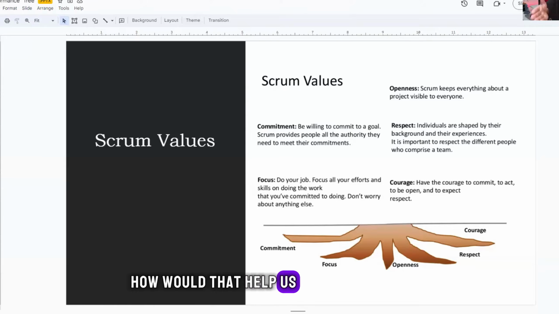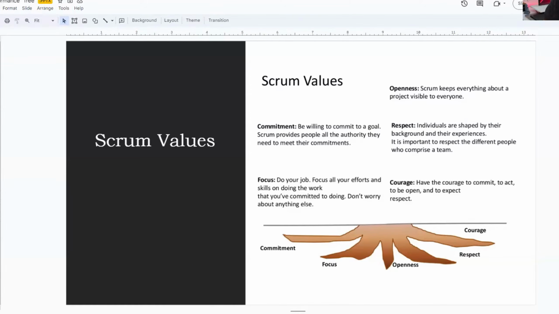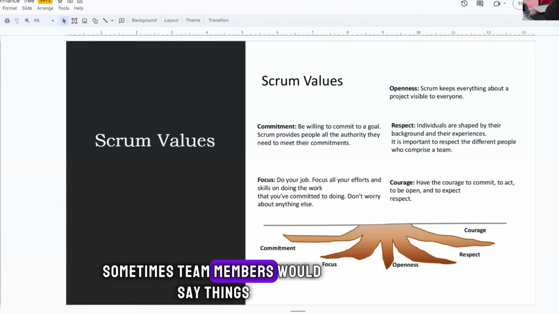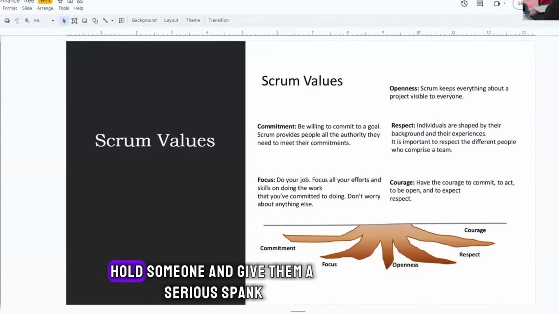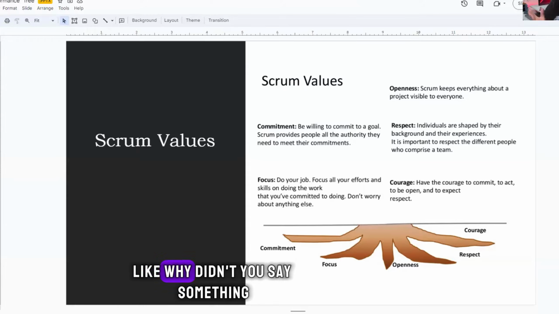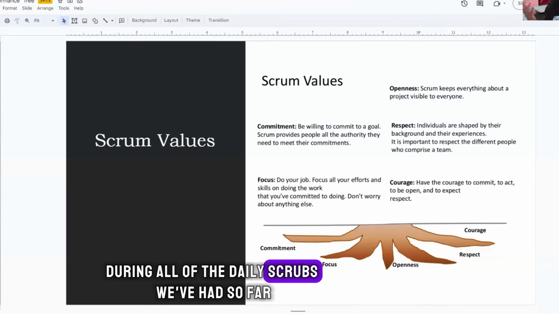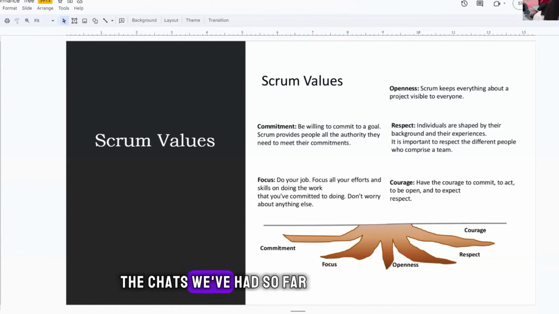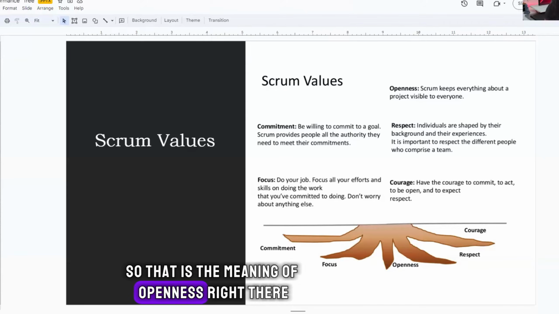How would that help us? What this example I just gave is exactly what you will see in real life. Sometimes team members would say things on the last day of the sprint where in your head you just want to hold someone and give them a serious spank. Like, why didn't you say something? You had this opportunity during all of the daily scrums we've had so far, the chats we've had so far. Why didn't you say anything? So that is the meaning of openness right there.